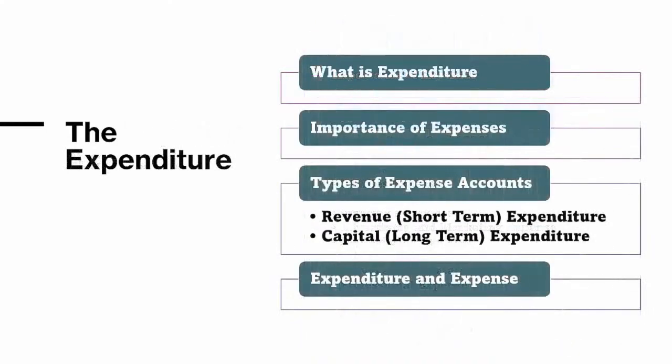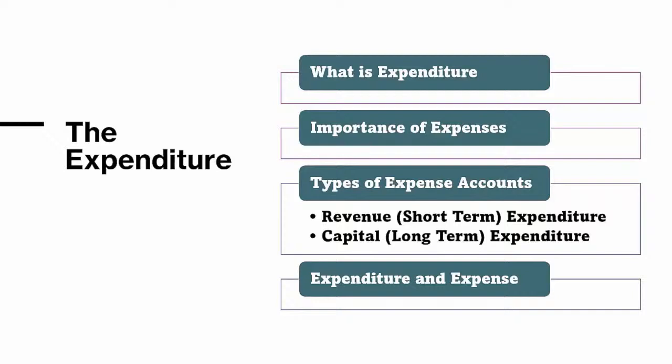Let's look at expenditure and understand how it's different from an expense in accounting. Both terms refer to costs, but they're used in different situations. So let's explore them in simple terms. What is expenditure? Expenditure refers to the total amount of money spent by a business to buy goods or services, or to make investments for long-term benefits.